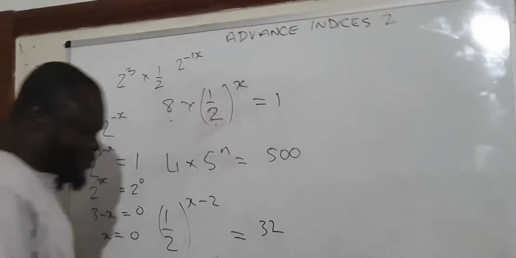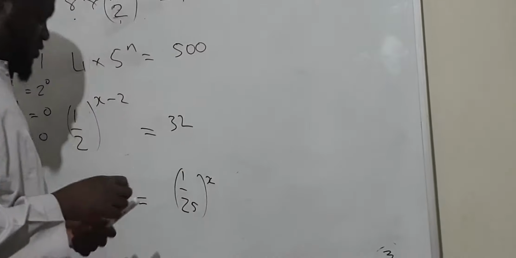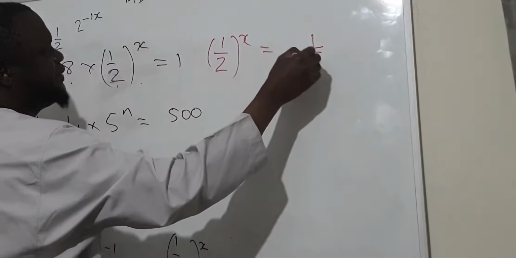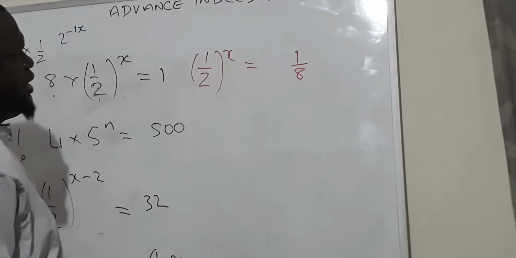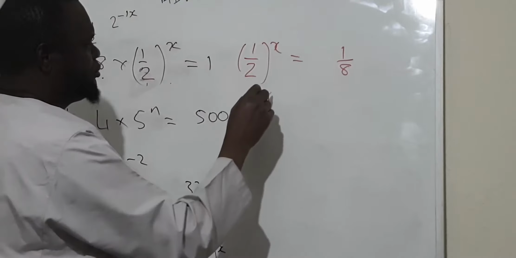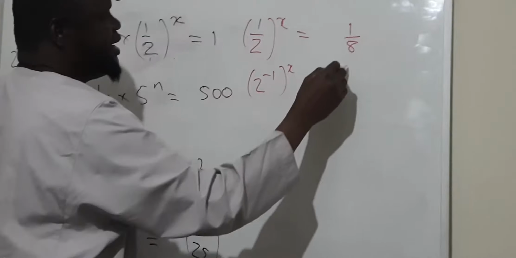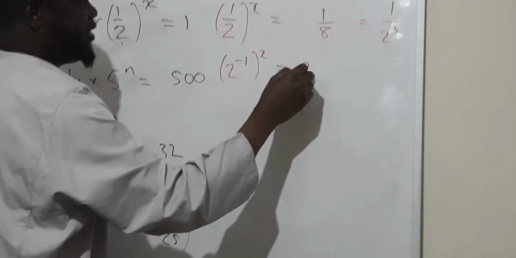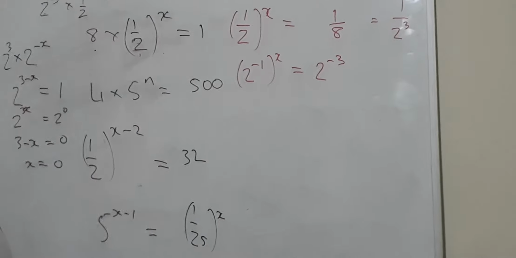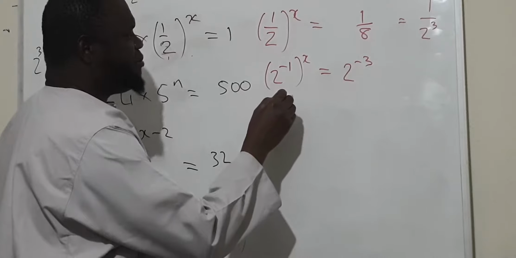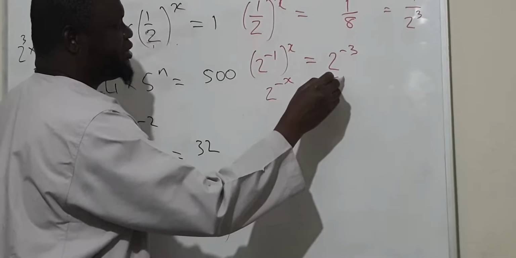Now let's look at the other way of doing it. You divide both sides by 8. So half to the power x is equal to 1 over 8. Half is 2 to the power minus 1, to the power x, and 1 over 8 is 2 to the power minus 3. So this is the same thing as saying 2 to the power minus x is equal to 2 to the power minus 3.